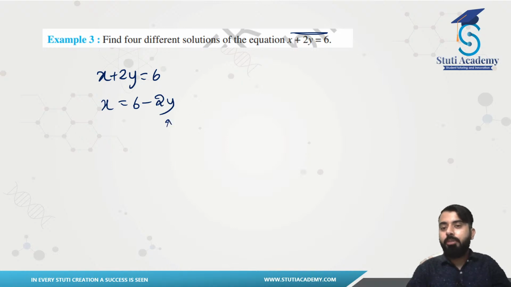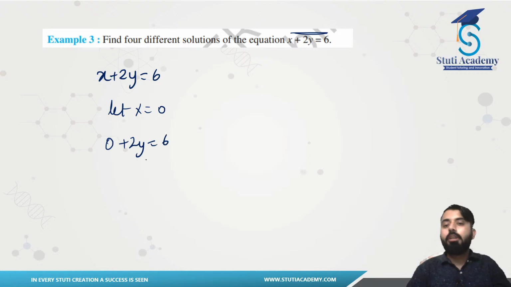Firstly, assume the value of y, or let's just keep the equation written like this. Let x equal 0. So if you put x as 0, 0 plus 2y, that will be 6. Now we have to find out the values of x and y.